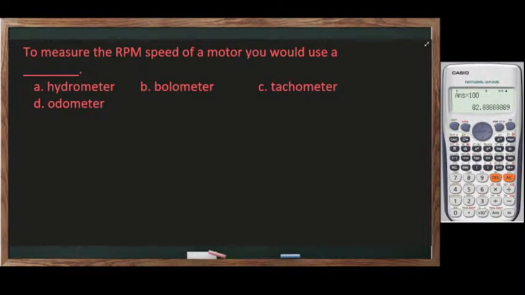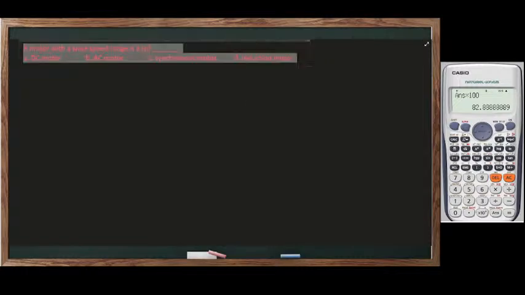Okay, so the correct answer is letter C, no? So a tachometer is used to measure the speed of a motor. Okay, next question.